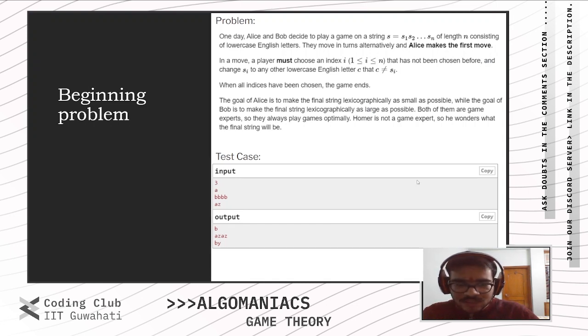Okay, so for those who haven't seen a game problem before, we'll quickly go through this problem. I'll explain what the problem basically says. It has two players, Alice and Bob, and they decided to play a game on string S, which has n characters. Alice makes the first move and they move alternately. Each player must select an index I in the range of 1 to n, and change that character of the string to some other character. Alice wants to make the new string lexicographically smallest, while Bob wants to make the same string lexicographically largest. So, stop the video for a while and think about it, and then we'll discuss the solution.